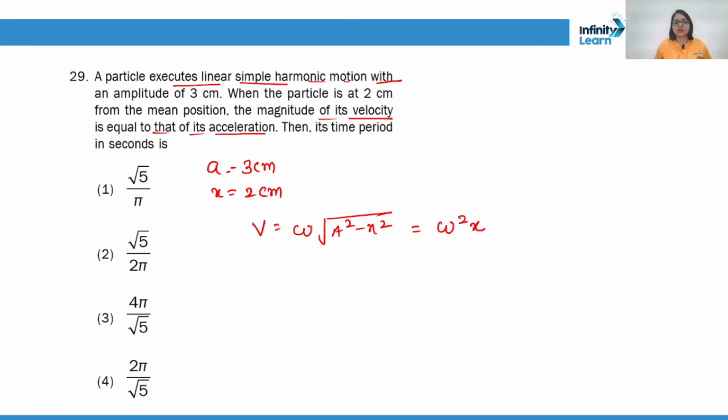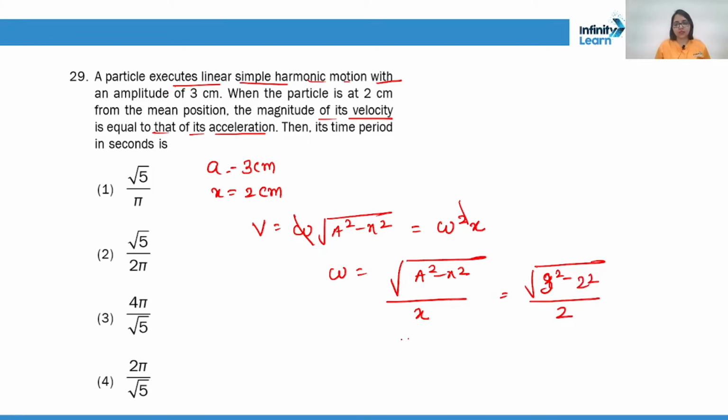Fine. So this will cancel this. So we have omega is equal to root of a square minus x square divided by x, which is equal to root of 3 square minus 2 square divided by 2. So this will be root of 5 by 2, which is 2 pi by T, since omega is 2 pi by T. So time period will be 4 pi divided by root 5. So correct answer is option 3.